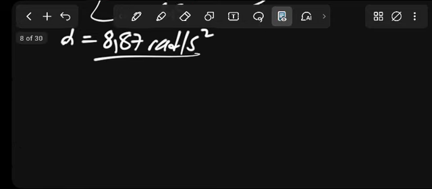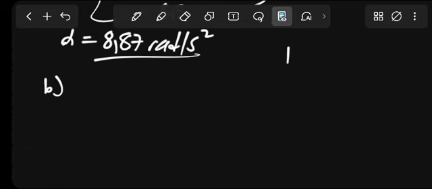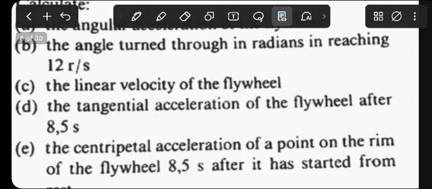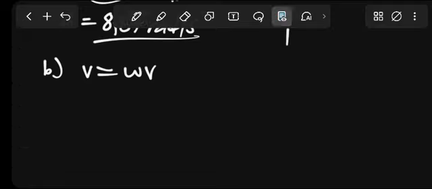Alright, then number B, what is needed? The linear velocity of the flywheel. Okay, the linear velocity, guys, is supposed to be equal to what? Angular velocity multiplied by r. Returning back, we're supposed to use this formula. Let me check B.